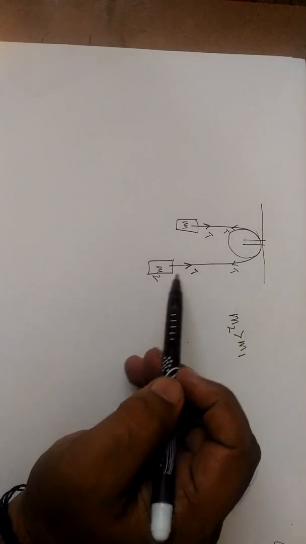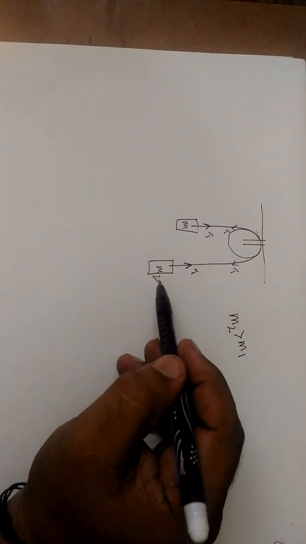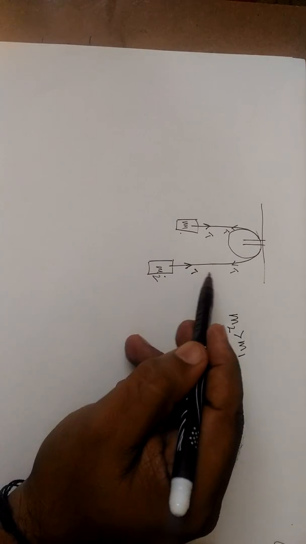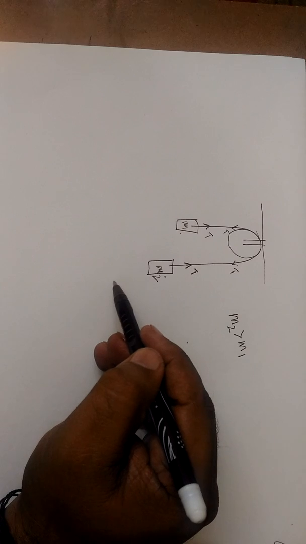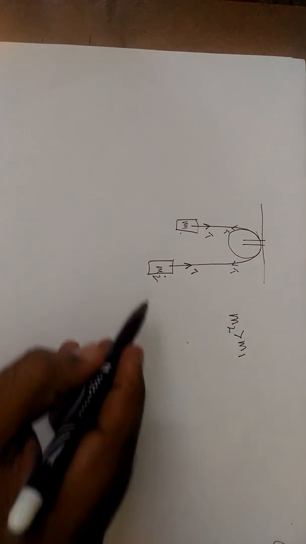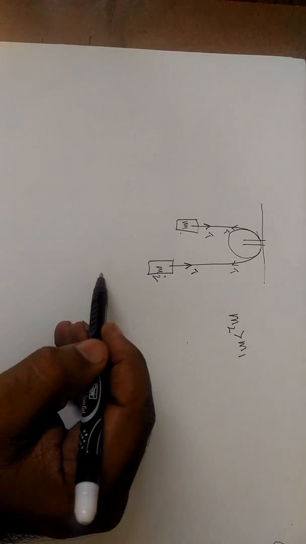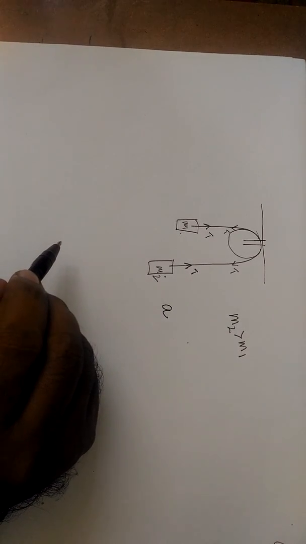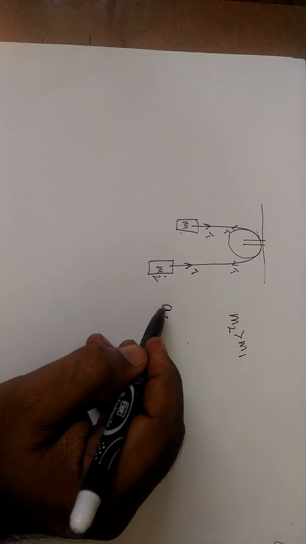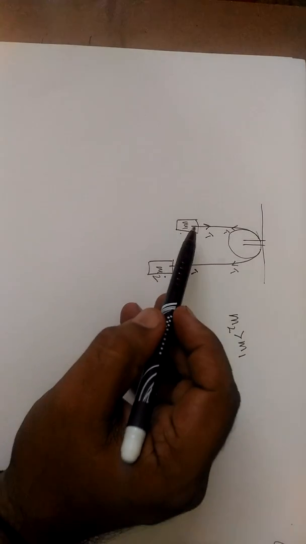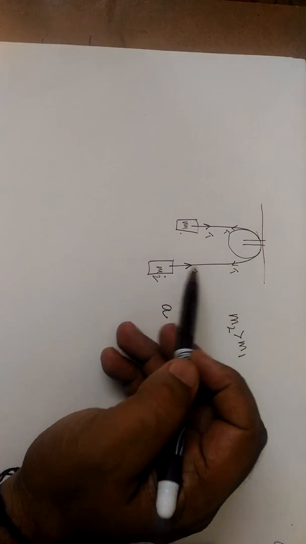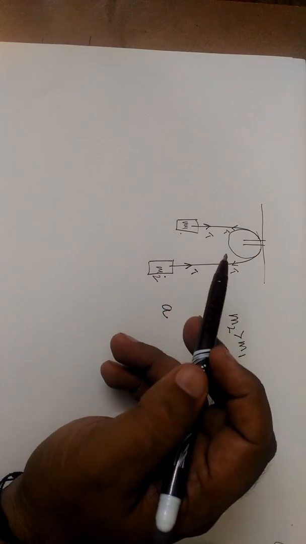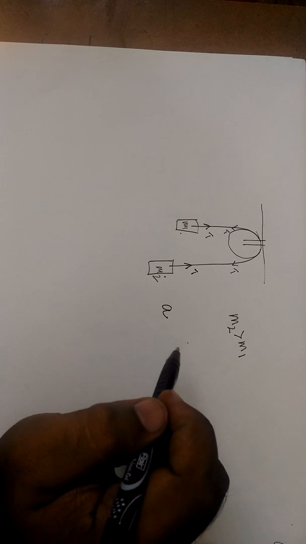So if we were to tie this up here like this, what would happen? M2 is heavier than M1, so it would automatically come down this way. If this comes down, it will come down with a certain acceleration A. We don't know what that acceleration is. Since M1 is also tied to M2 by the same string, it will go up with the same acceleration A.